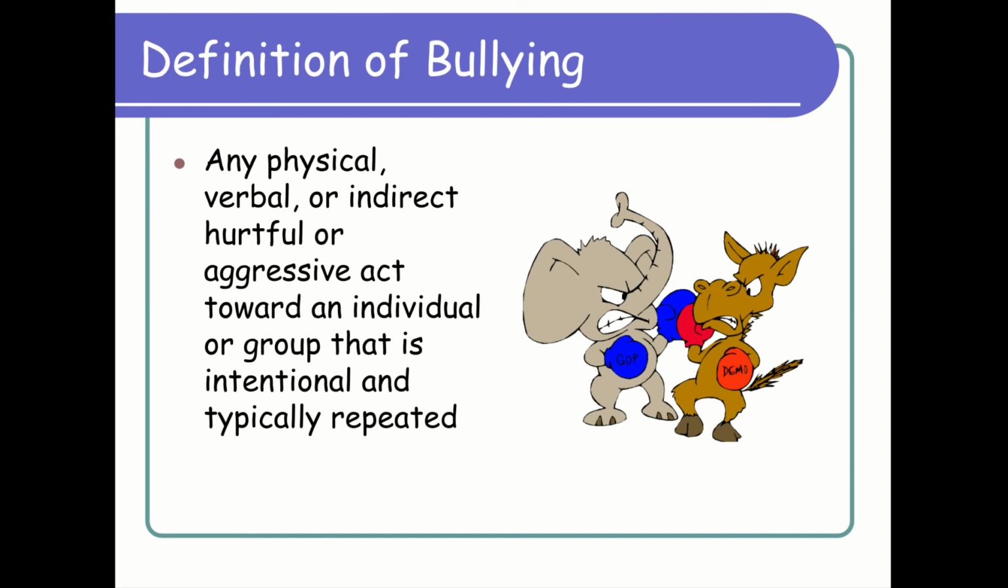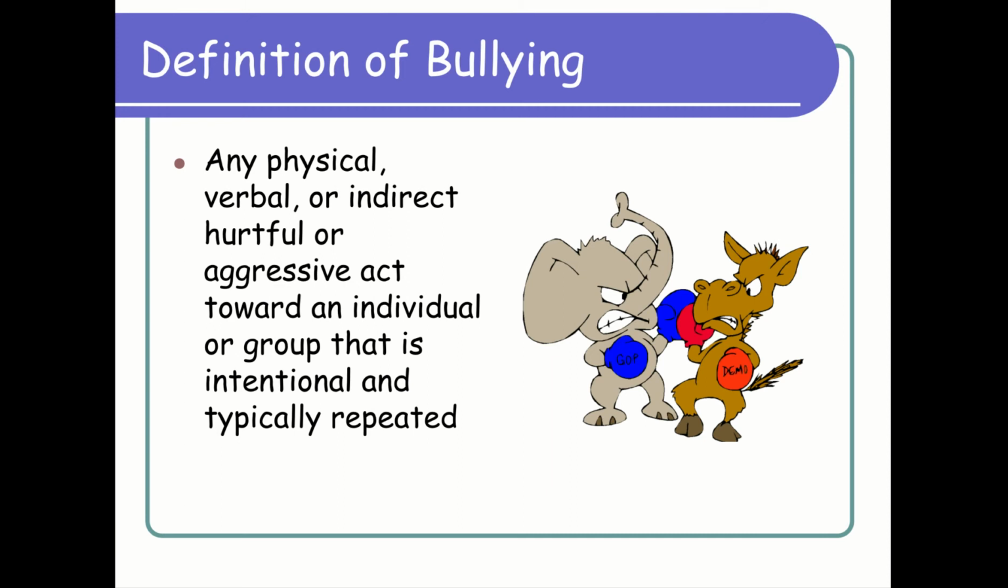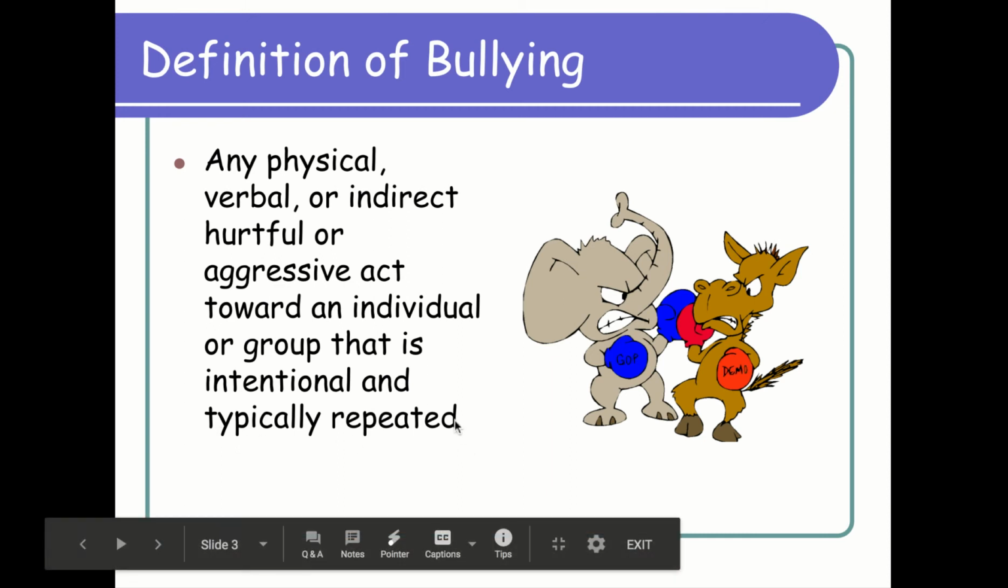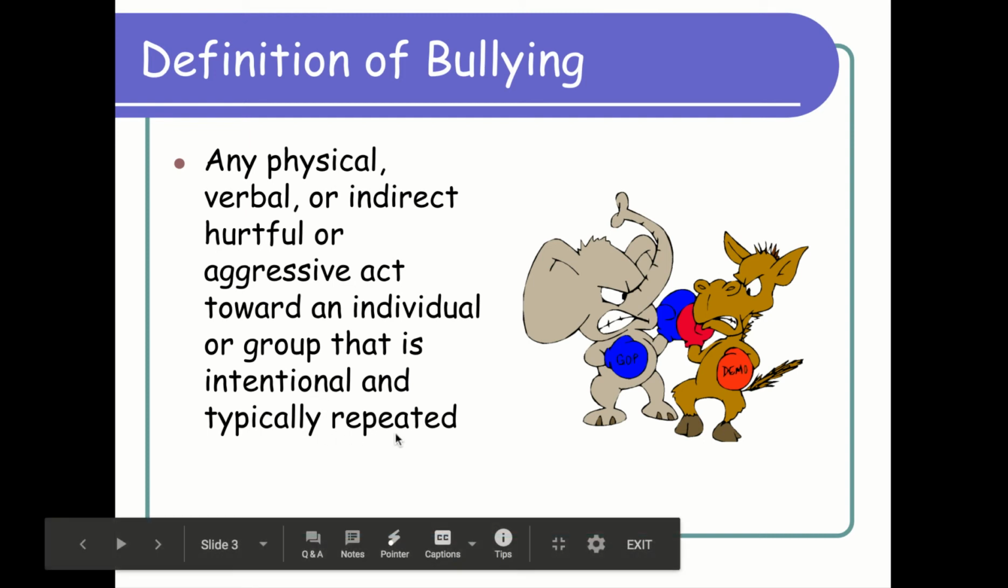The definition of bullying is any physical, verbal, or indirect hurtful or aggressive act toward an individual or group that is intentional and typically repeated. So I think that's a good part to highlight. Intentional and typically repeated. Intentional means that it's done with a purpose, and typically repeated means it happens again and again. So if somebody is physically, verbally, or nonverbally aggressive towards another person or a group, and they have intention to do it, so they want to be mean to this person, and it's repeated, that's when it's considered bullying.